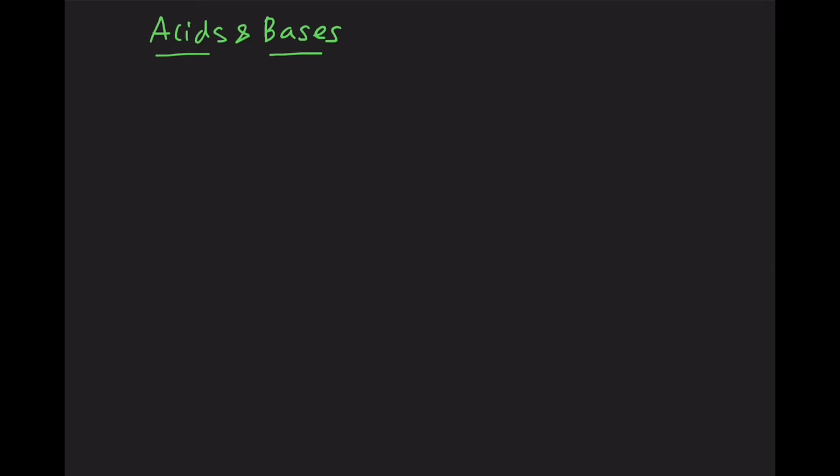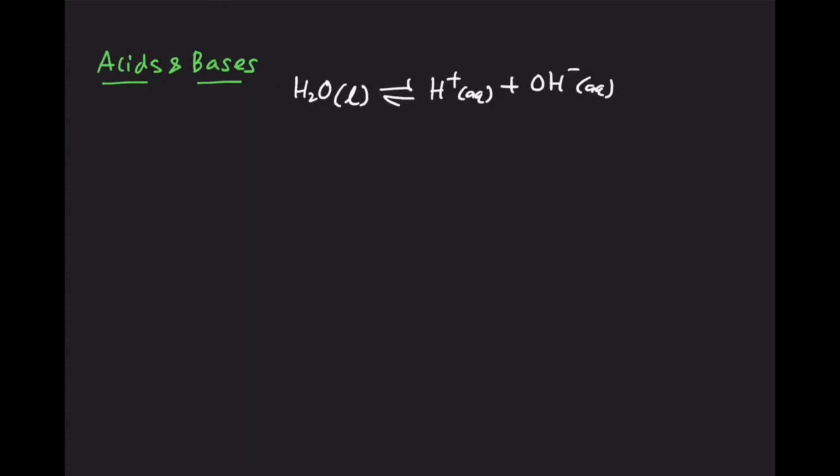In the next session, we will discuss acids and bases. To understand this, first we have to see the ionization reaction of water, which is also an equilibrium process producing H+ (aq) and OH- (aq). We can write down the constant for this equilibrium, which is equal to K, and K will be equal to [H+] multiplied by [OH-].